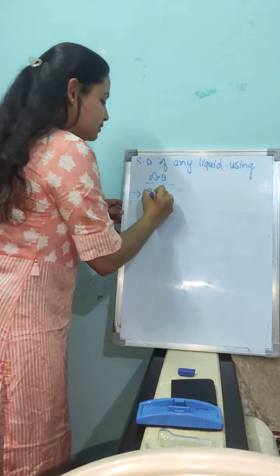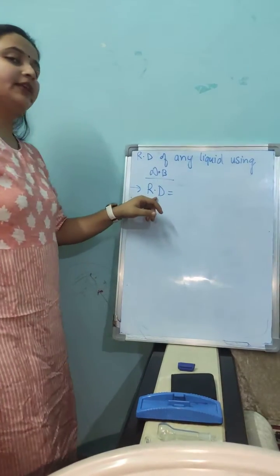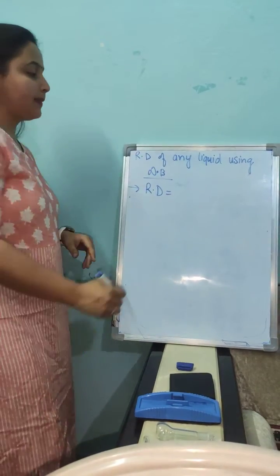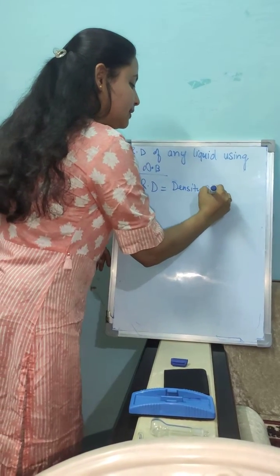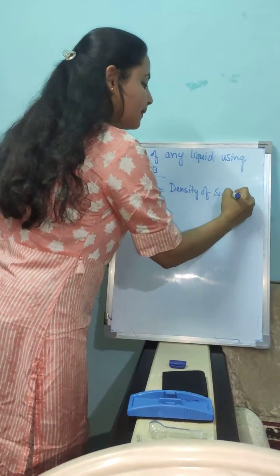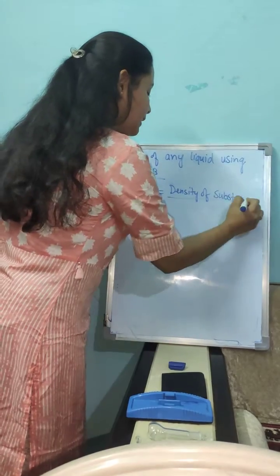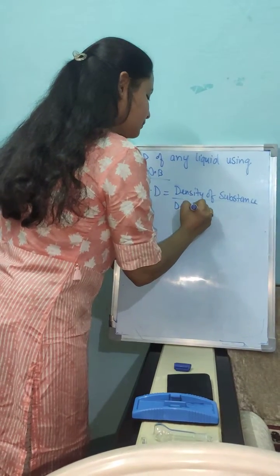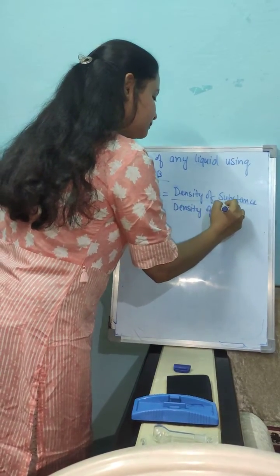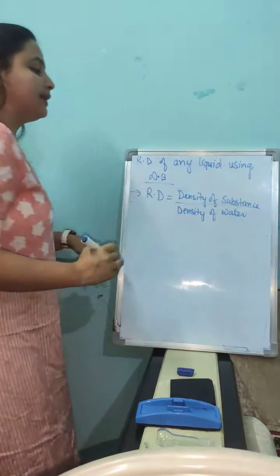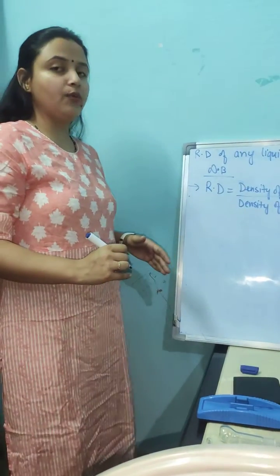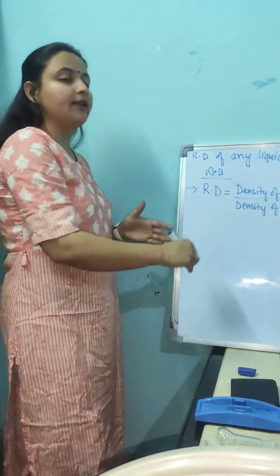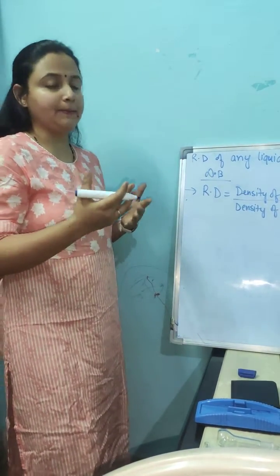Relative density means relating the density of any substance to water. That means density of substance divided by density of water, right? Density of substance divided by density of water. So now how will we find it out? Let us do one derivation to make it simpler.